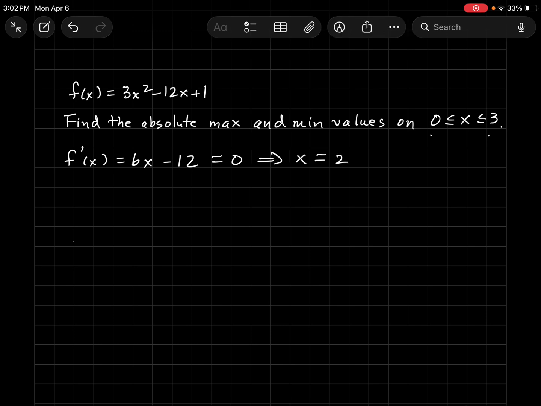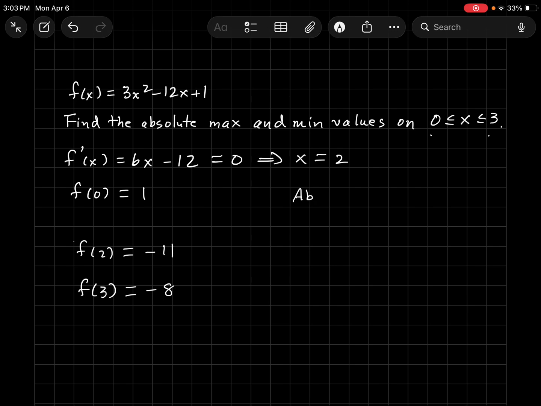And now we're going to take those values, we'll take the endpoints, f of 0 and f of 3, as well as the critical point, f of 2. And we want to find the value of the function at those points. I left a space on purpose. We'll see why in just a bit. So f of 0, pretty easy to find, is 1. F of 2 is 12 minus 24 plus 1, which is negative 11. F of 3 is 27 minus 36 plus 1, so negative 8.